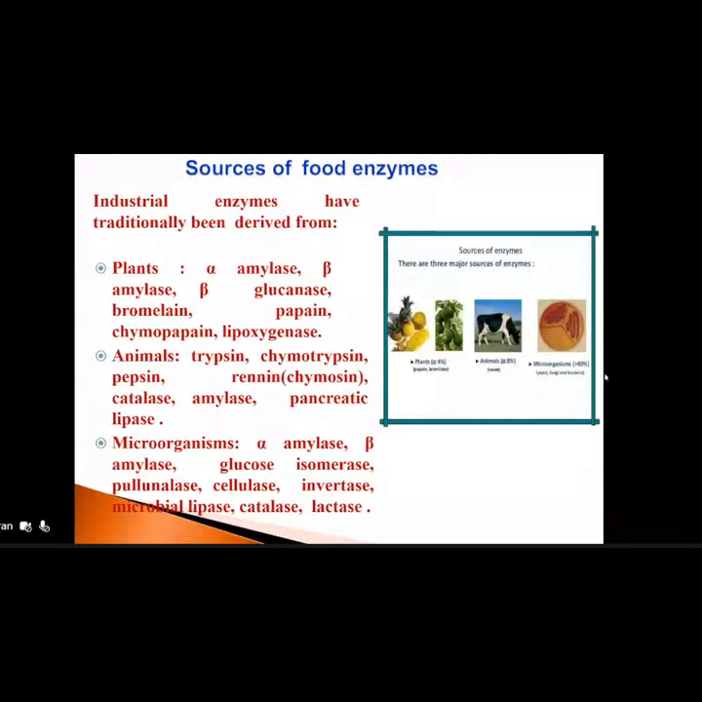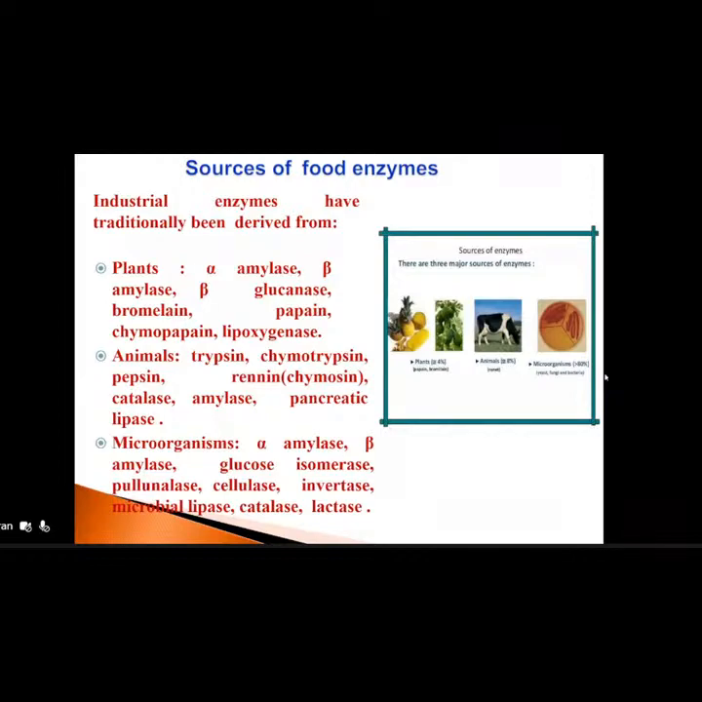From where do we get these enzymes? What are the sources of the enzymes used in the food industry? There are three main sources: plants, animals, and microorganisms. From plants we get alpha amylase, beta amylase, beta glucanase, and bromelain, an excellent enzyme that is a protease, and papain from papaya, chymopapain, and lipoxygenase. These are the enzymes obtained from plants.